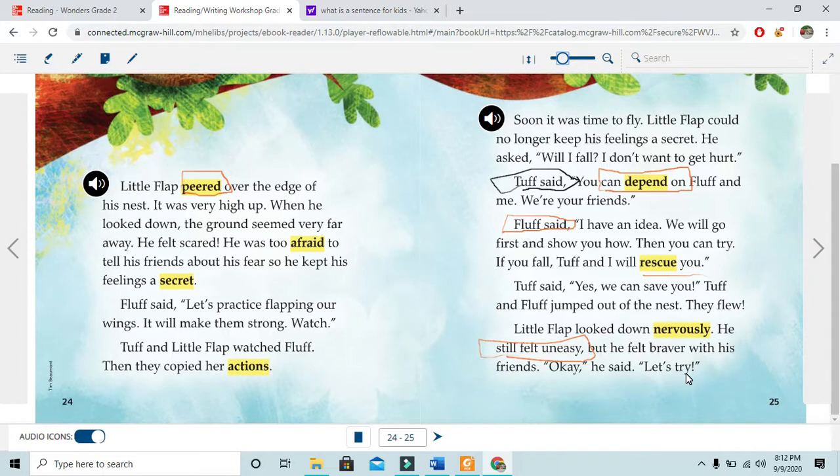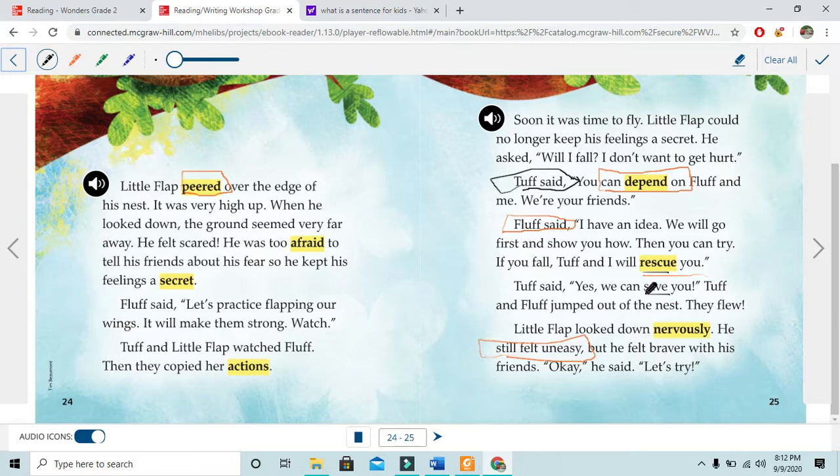That's it. Do you remember the meaning of the words depend on? This means to need help of someone. Rescue, this means to save. That's why you have to underline rescue and underline save. Rescue and save have the same meaning.